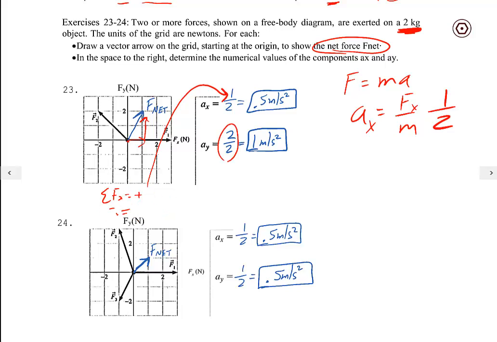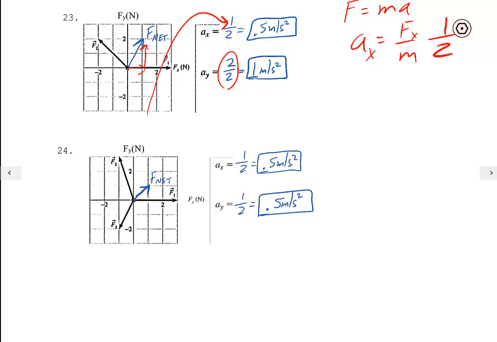The same thing here for number 24. Looking at number 24, it's very similar. We are going to take the x direction, let's say. We know that F2 is pulling to the left at -1. We know that F3 is pulling to the left, and that's another -1. And we know that F1 is pulling to the right at 3, so that's +3, giving us a total of +1 in the x direction. And again, this statement here is the net forces in the x over the mass of the object, so 1 over 2.